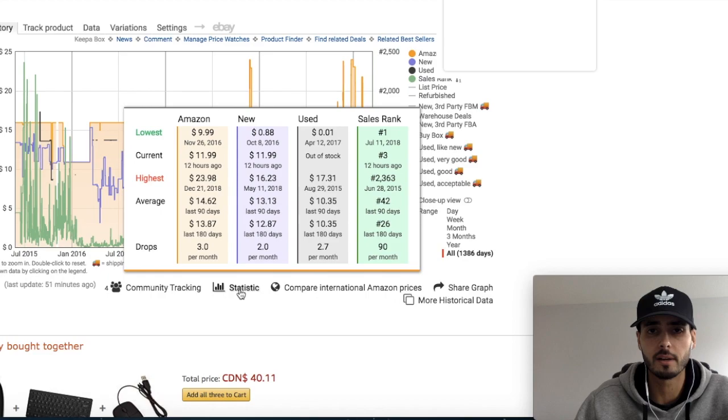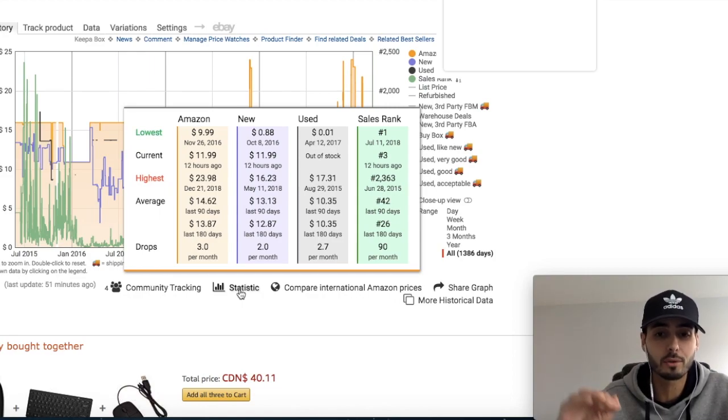That's great data to have, guys. We know the lowest price that Amazon is willing to go or has gone on this product, and we know how long ago it was. We can see that their current price is $11.99, and that price changed, it's $11.99 as of 12 hours ago, which is really good. Good data as well. The highest price was $23.98, which was on December 21st, 2018. That's when I showed you guys when the sales rank climbed up pretty high.